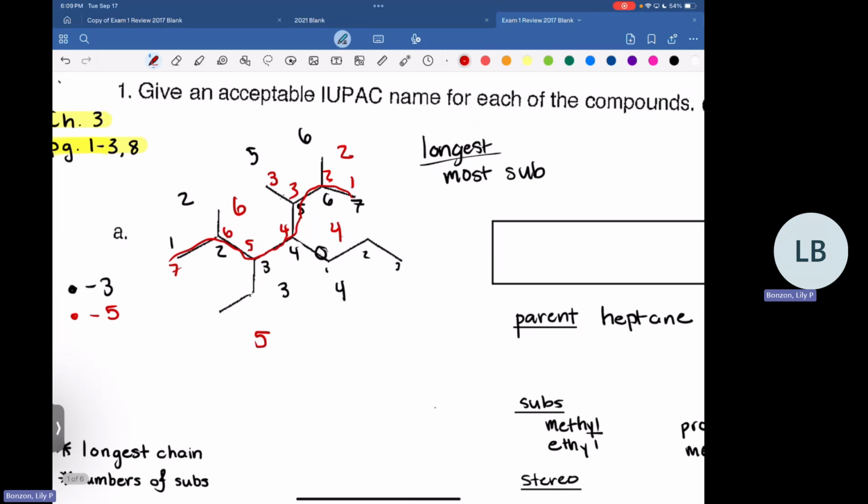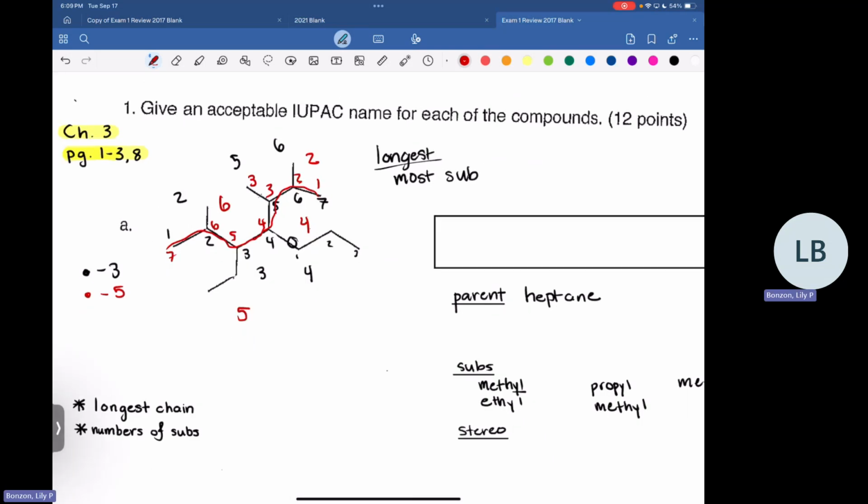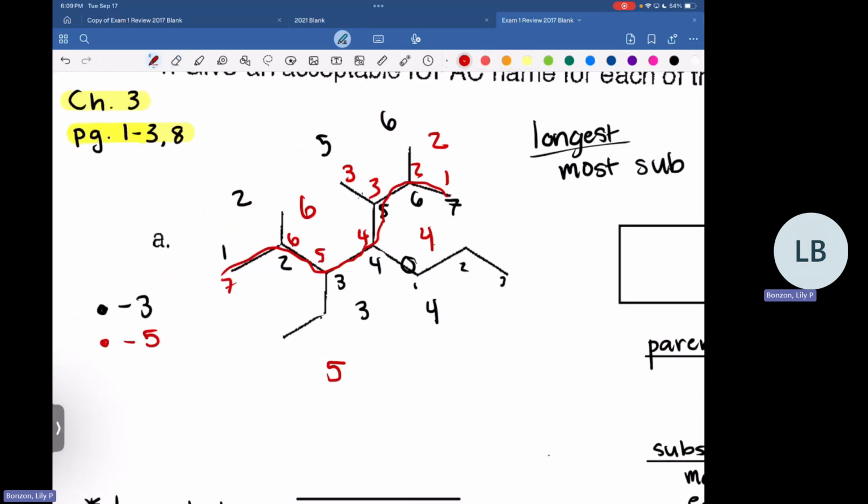What did we say? We said 2, 3, 4, 5, and 6, and 2, 3, 4, 5, and 6. Okay, so whenever we have the numbers the same, going either way, at that point, it's going to go down to the alphabetical order. So basically, we want the B's, the E's, the C's, we want those to have the lower numbers, and like methyls or propyls, they might have higher numbers.